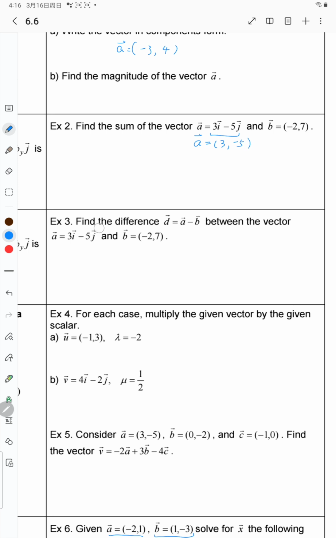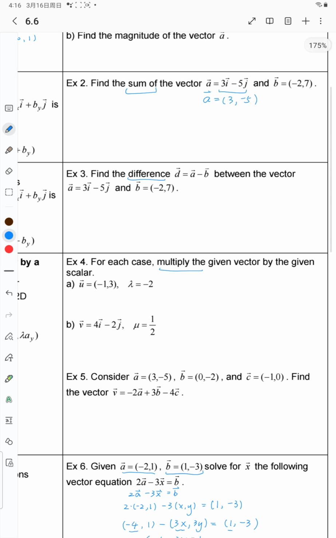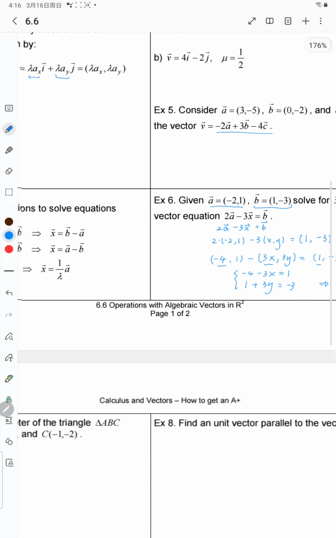coordinate-wise operation. And then example 3, find the difference between vectors. So to find the difference, it's just subtraction, right? Since we know the sum, we will be able to do the subtraction, and then multiply the given vector by the given scalar. I'm sure you're able to do this. I think this is like what we did.